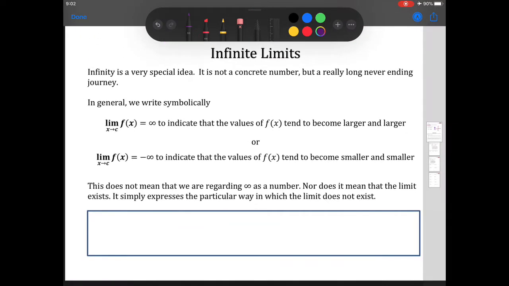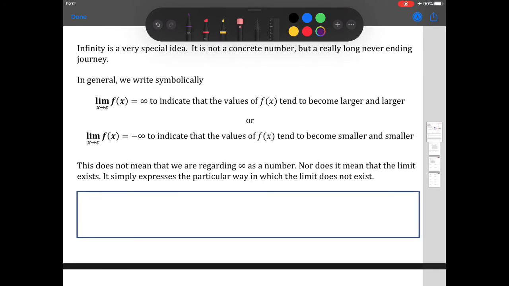Okay, so what are infinite limits? Let's talk about this. Infinity is a very special idea. It's not a concrete number, but a really long, never-ending journey. We all know that, right? In general, we write symbolically limit as x approaches c of f of x equals infinity to indicate that the values of f of x tend to become larger and larger, right? If they're increasing, that's when we use positive infinity. And limit as x approaches c of f of x equals -infinity to indicate that the values of f of x tend to become smaller and smaller.